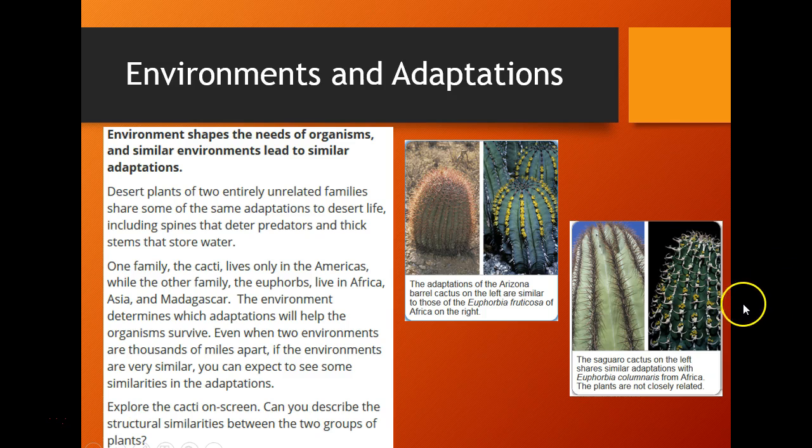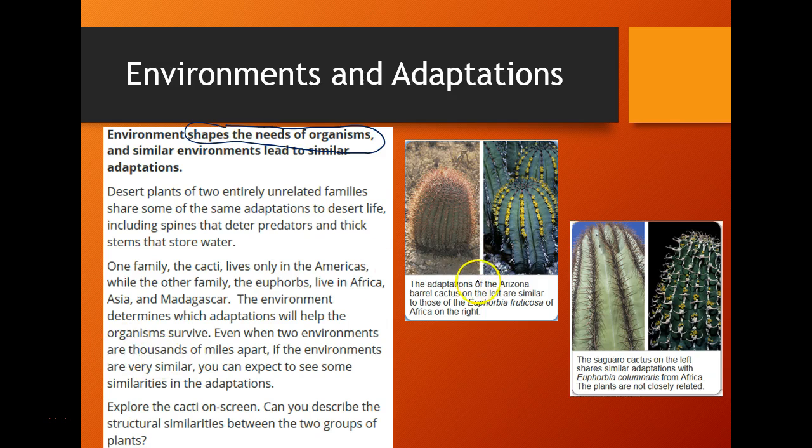Okay, so the environment, what it does is it shapes the needs of an organism. So the environment would be things like what the organism eats, right? The climate, all of those different aspects that are important for survival. And so the environment basically determines what the organism needs in order to survive and reproduce.